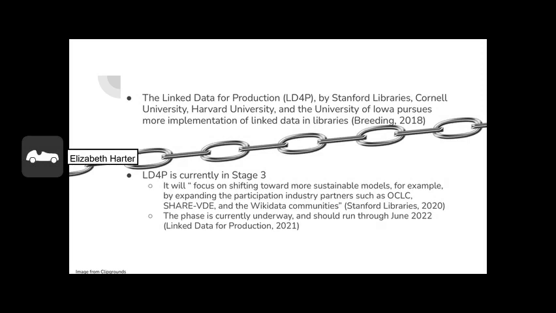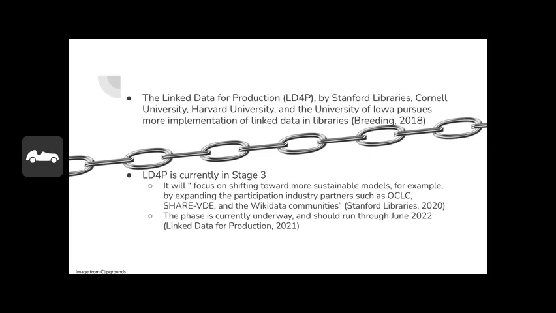Also going on in the BIBFRAME world is the continued progress of the Linked Data for Production project. This project was started in 2018 by Stanford Libraries, Cornell University, Harvard University, and the University of Iowa to advance the implementation of linked data in libraries. And in 2020, they received a further grant to move forward to their next stage. The Linked Data for Production project is currently in stage 3 and is being actively worked on and updated. There's actually going to be an online conference for it this July, so it is very much moving forward and going on right now.